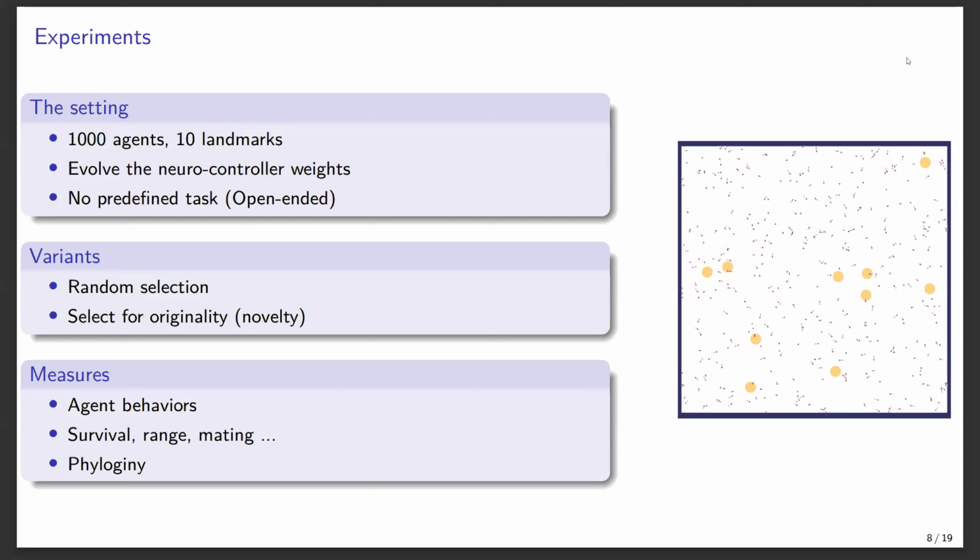Since we are in an open-ended setting, we have two variants. The first one is the random selection one, where agents pick up a random genome and then carry on. And the second one is the one that pushes for originality, which is novelty, the one that prevents the fixation of behaviors. And we use different measures to compare in this experiment. Then I'm just going to present the results.